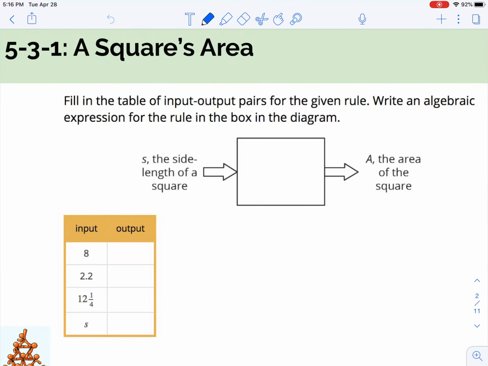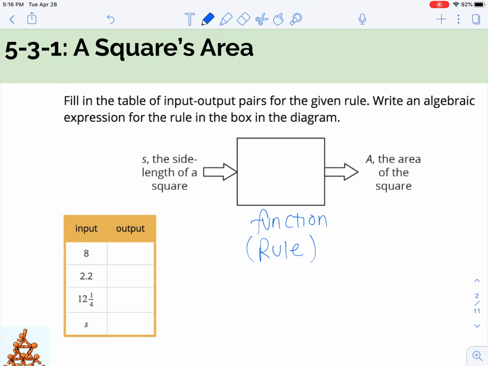Okay, it says fill in the table of input-output pairs. The function is the thing in the box. You could also call a function a rule if you don't like that word. Fill in the table of input-output pairs for the given rule and write an algebraic expression for the rule in the box in the diagram. That's like x squared or something.